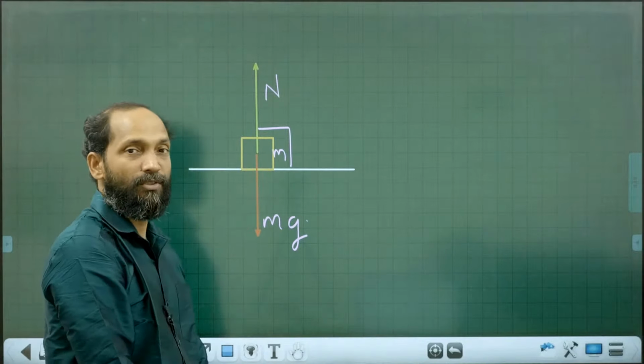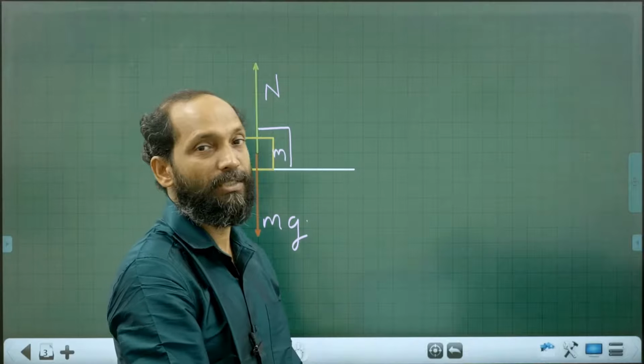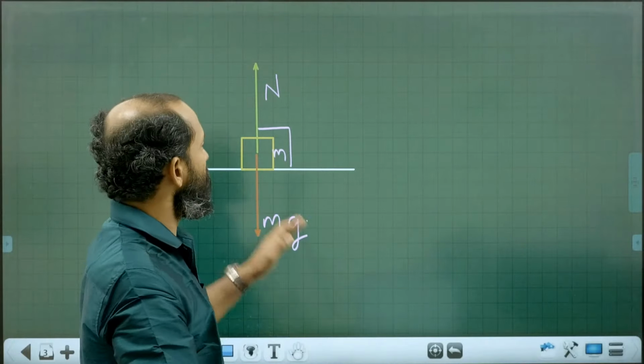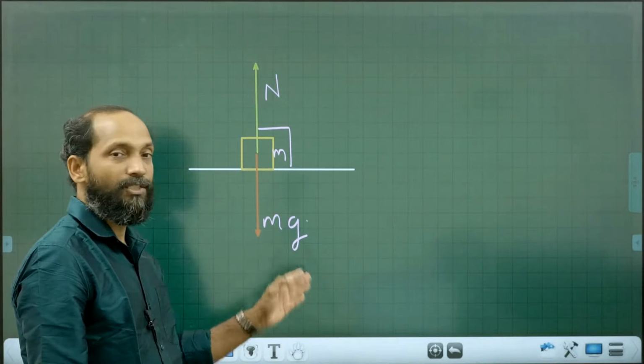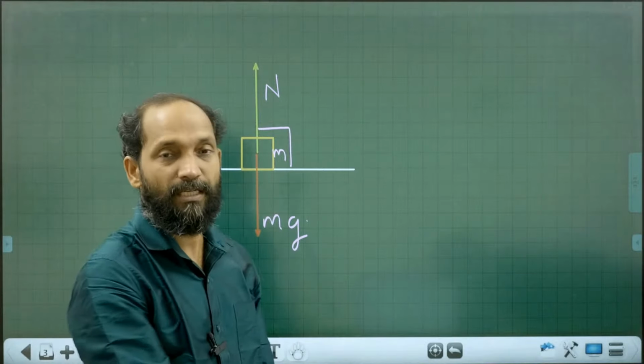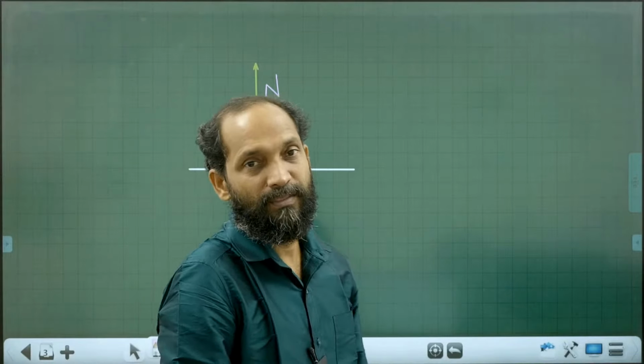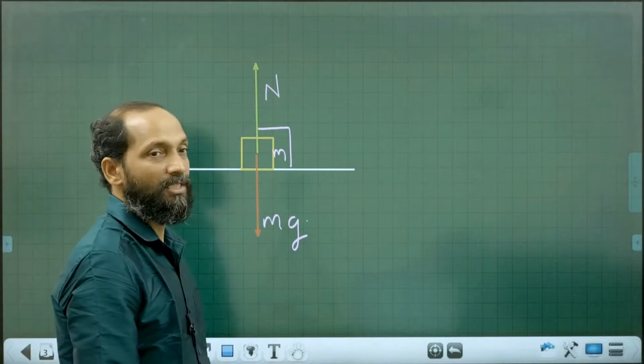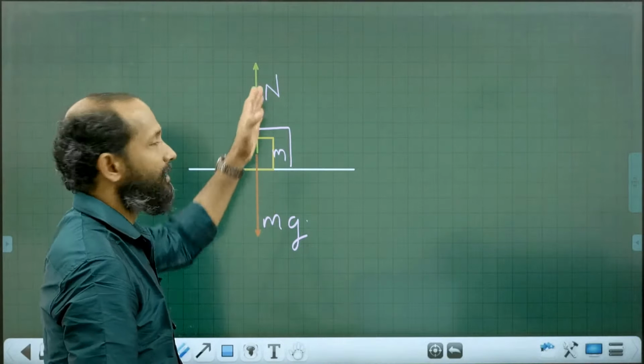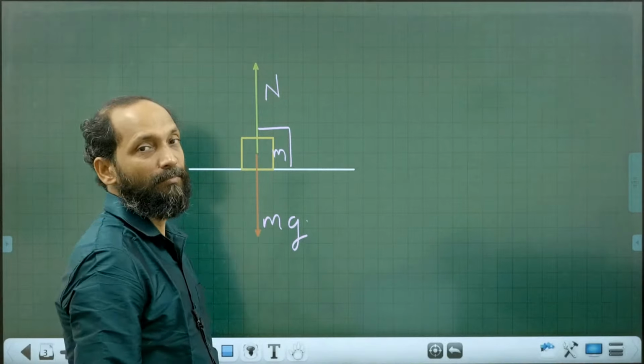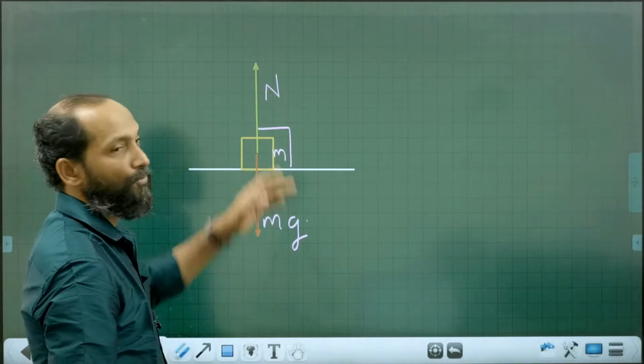All contact forces are of electrical origin. So the normal force is of electrical origin. Weight is of gravitational origin. Basically, there are four fundamental forces, among which mg comes under the gravitational version, and n comes under the electromagnetic version. So the normal force is an electric force.